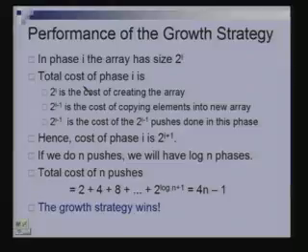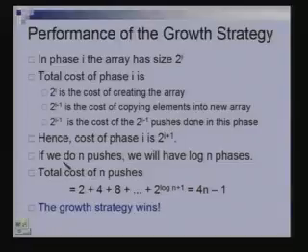So, in phase i, since it has size 2 to the i, I spend 2 to the i units of time in creating the array first. Then I have to copy the elements of the previous array. So, that is 2 to the i minus 1 elements of the previous array, they have to be copied. So, how many elements are left after copying the 2 to the i minus 1 elements? 2 to the i minus 1 elements are still left. They have to be pushed in this phase. So, 2 to the i minus 1 is the cost of pushing those 2 to the i minus 1 elements. So, the total cost of phase i is 2 to the i plus 2 to the i minus 1 plus 2 to the i minus 1, which is 2 to the i plus 1.